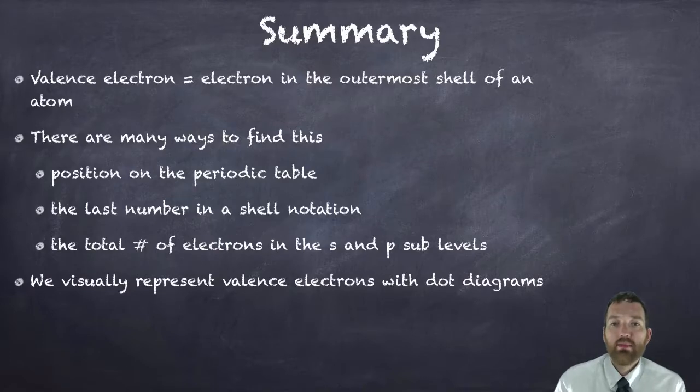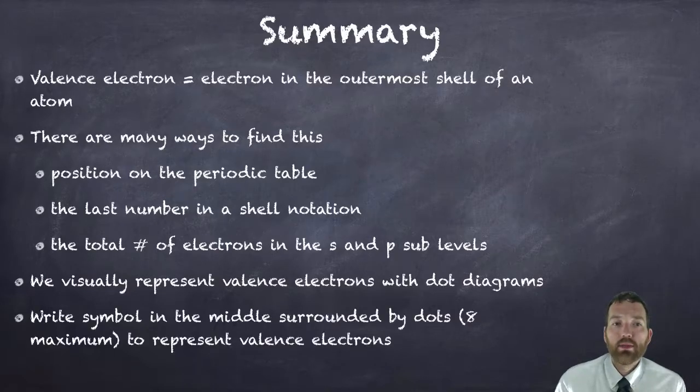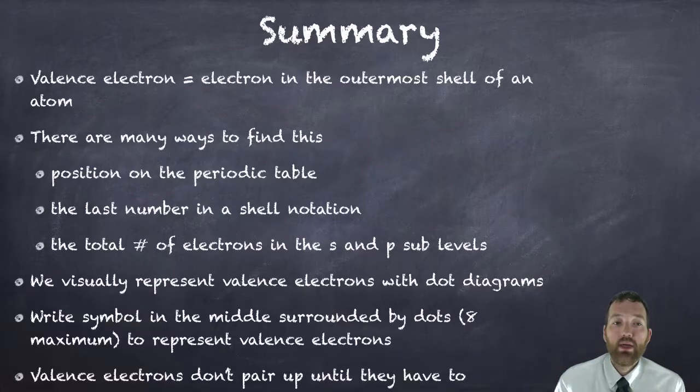We visually represent valence electrons with dot diagrams. To do that, we write the symbol in the middle and we surround it by dots, at most 8, to represent all the valence electrons that an element has. And always remember that the valence electrons don't pair up until they have to. In the next couple of videos, we're going to take this a little bit further and look at how these electron dot diagrams would look different with atoms that have gained or lost electrons, in other words, ions.